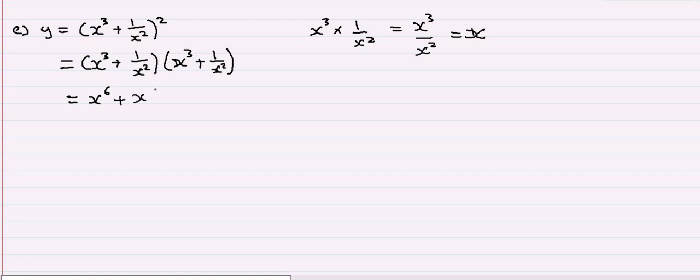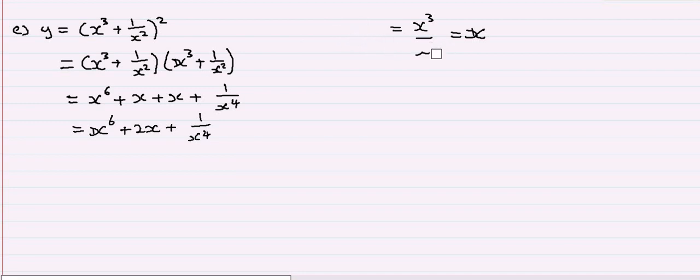The second term, 1 over x squared multiplied by x cubed, will be the same as plus x again. 1 over x squared multiplied by 1 over x squared will be the same as 1 over x exponent 4. Then when we simplify, this is x exponent 6 plus 2x plus 1 over x exponent 4. We haven't found the derivative, we're just expanding the bracket.